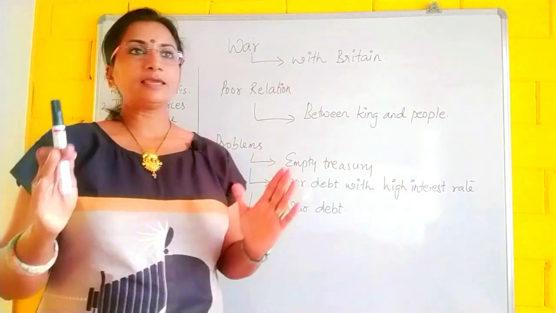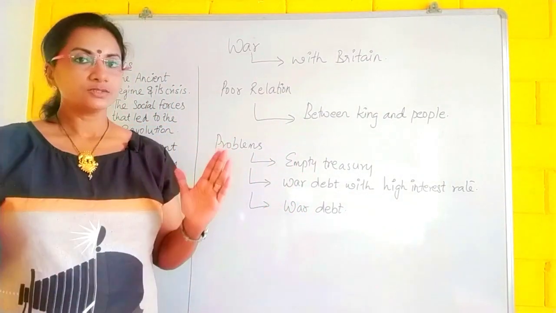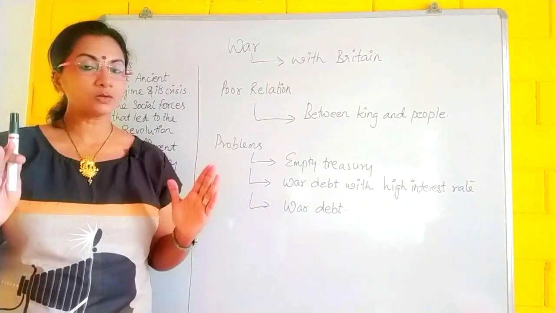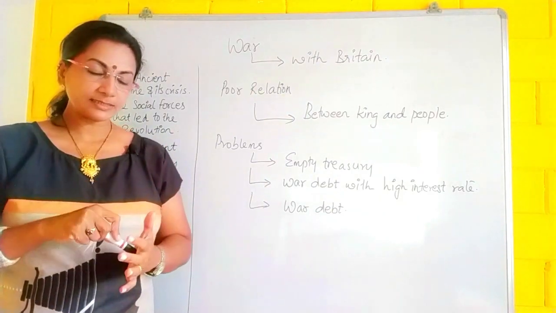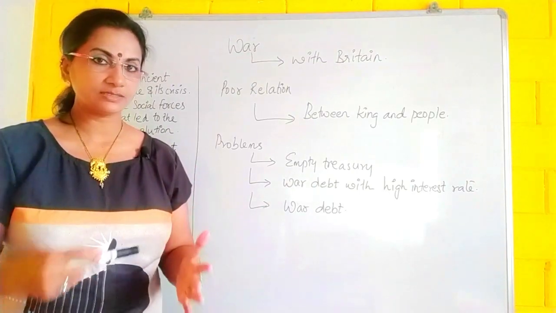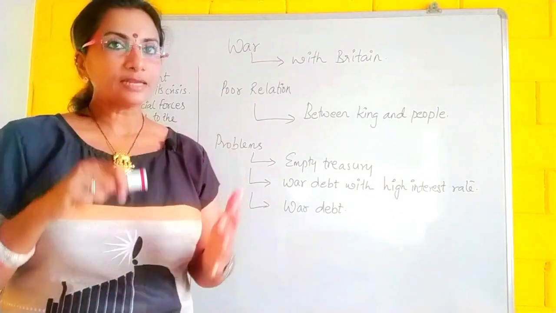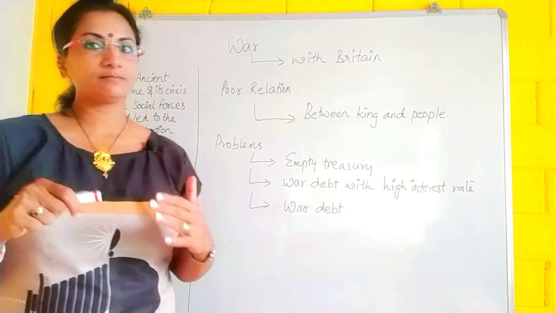At last, he came to a decision. There must be a tax increment. So he decided to increase the tax. But here also a problem arises. What is it? If he increases the tax, he will get money, so he can face the problems. But here he can't take the decision alone. For increasing the tax, he has to take the decision with others.